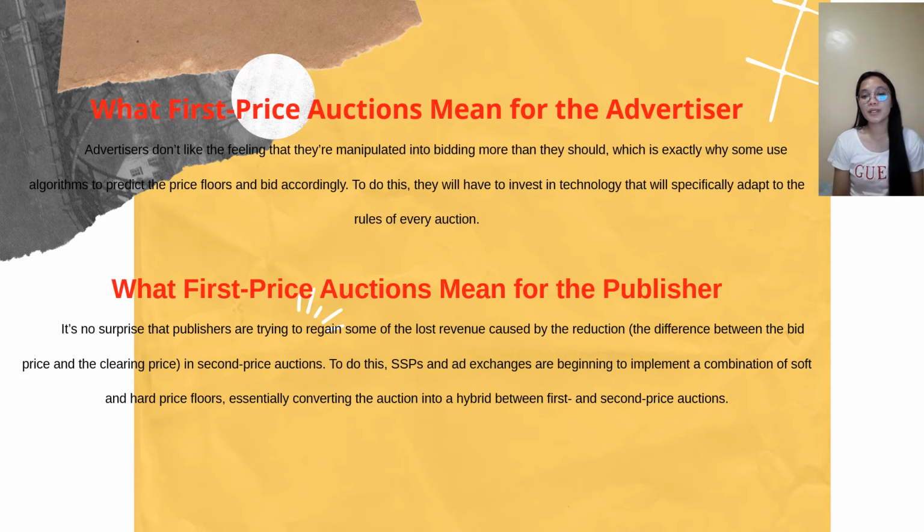It means that the first price auction works economically only when the buyer knows the fair market value of the impressions they are bidding on and understands the mechanics of hard and soft price floors.